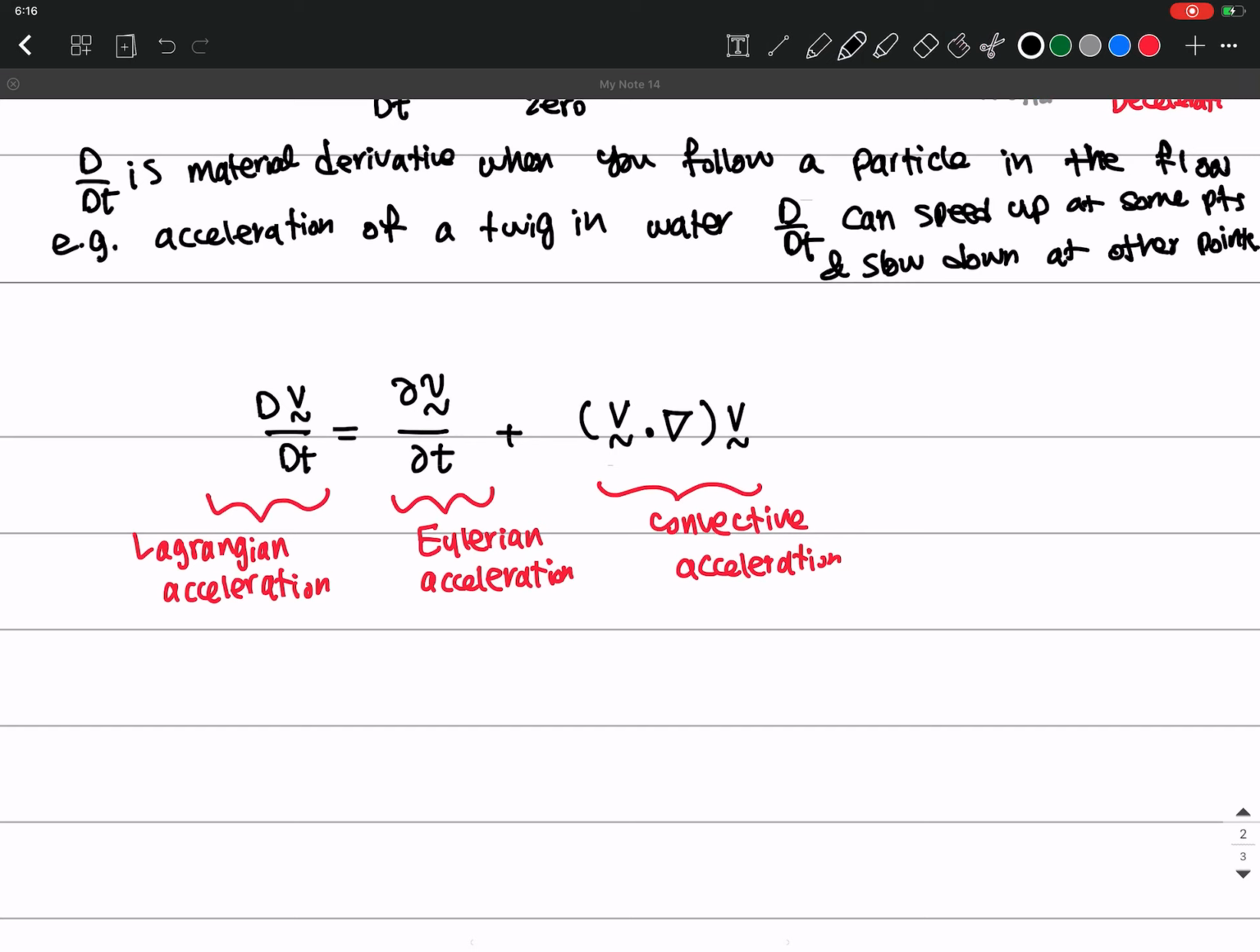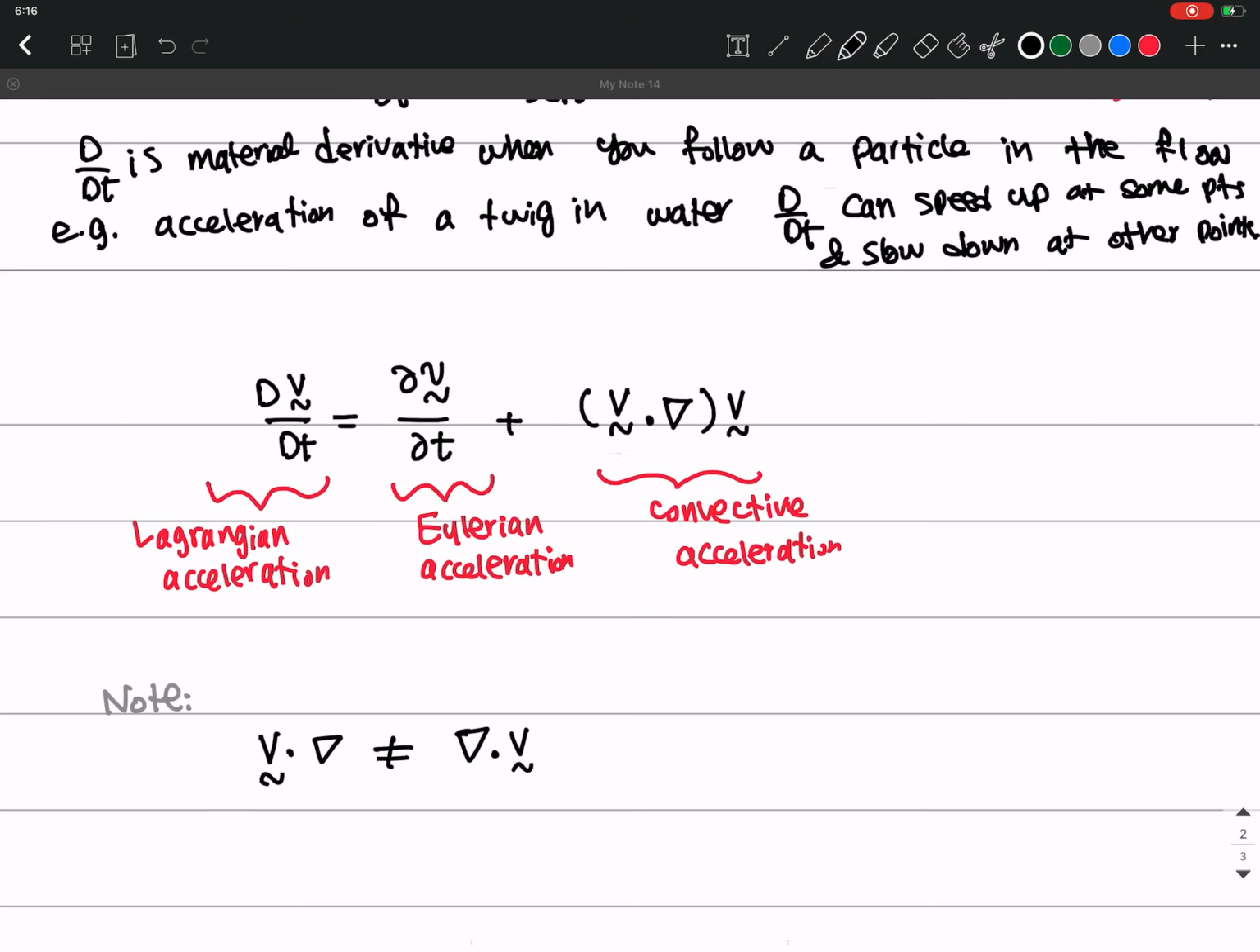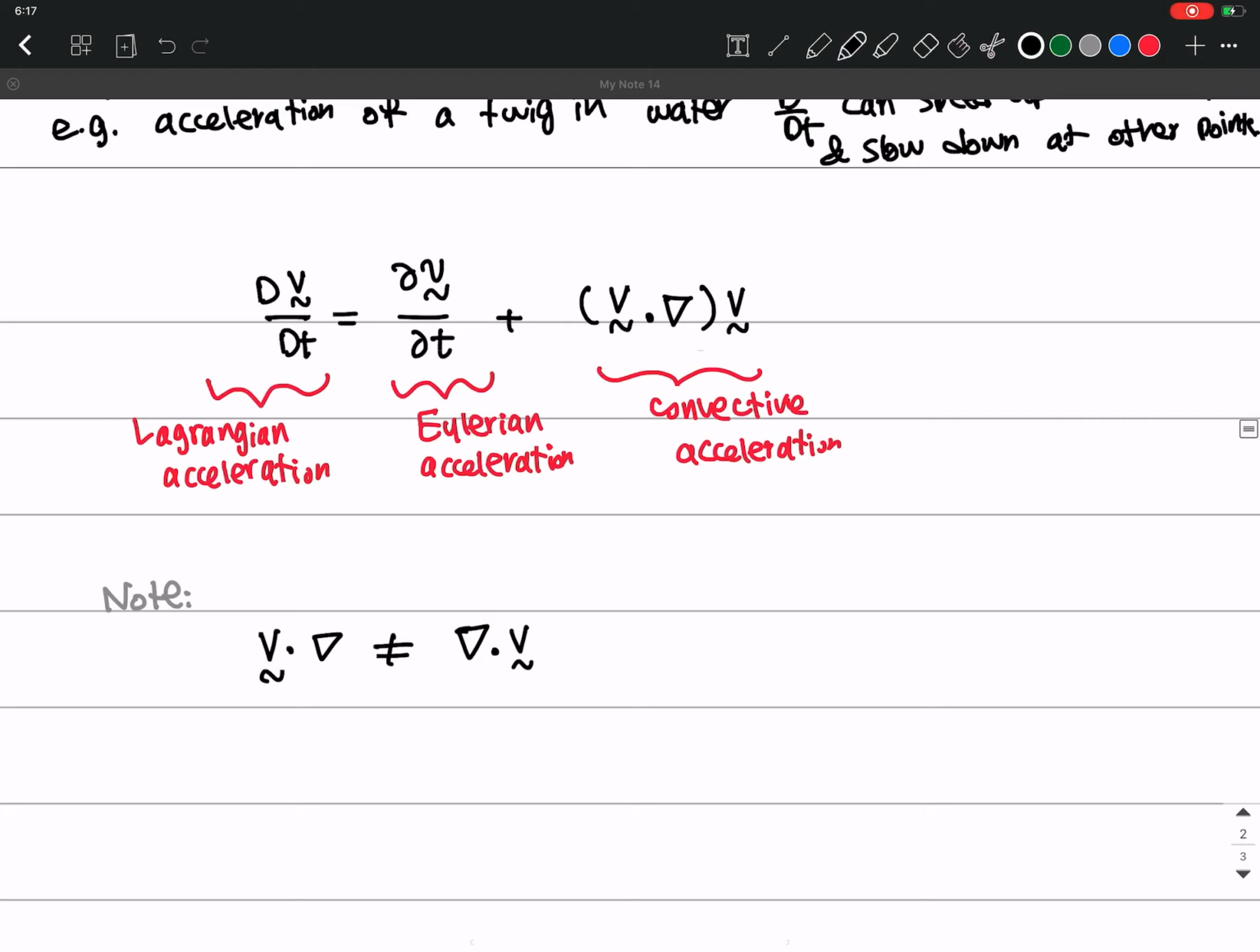Okay, so let me say what this v dot grad v is, just as a side note for those who might have forgotten that. So note v dot grad is not necessarily the divergence of v. So this is grad dot v. So v dot grad is not necessarily grad dot v. So let's see what the difference between them is. The right one we call divergence, and the left one is just the dot product between the velocity and the grad vector.